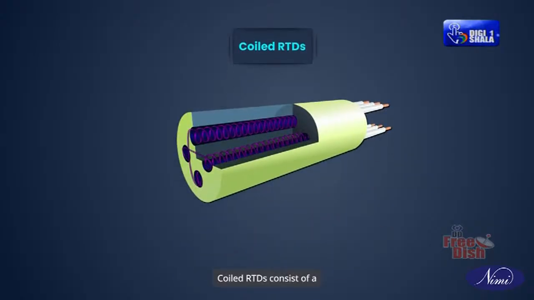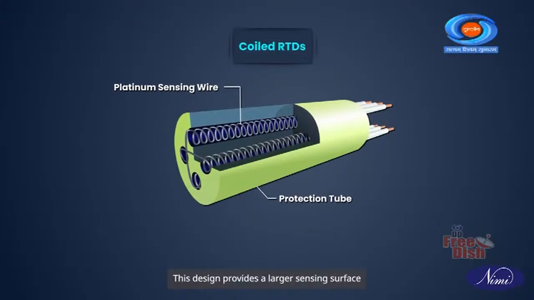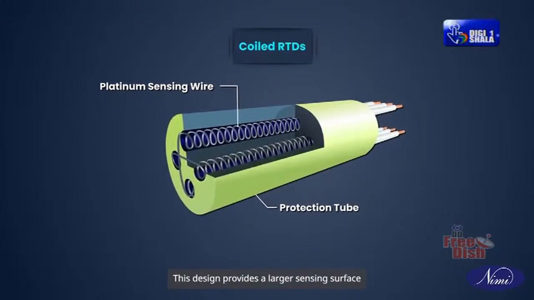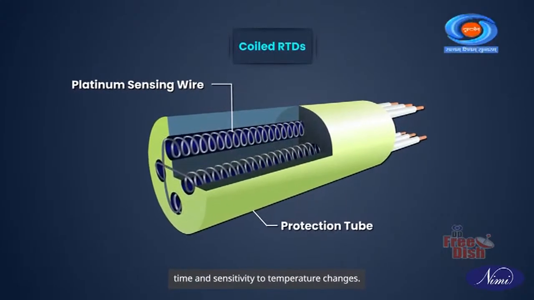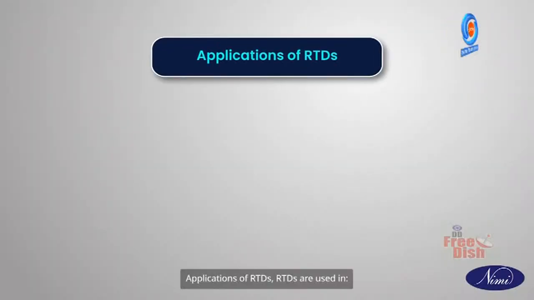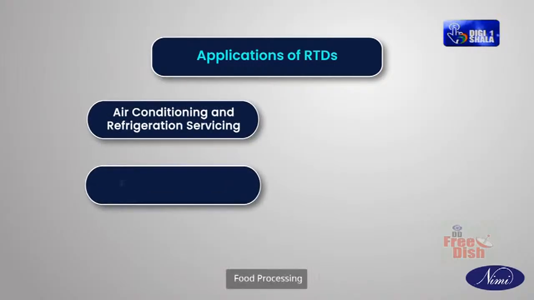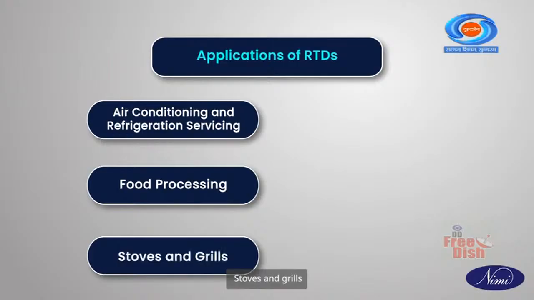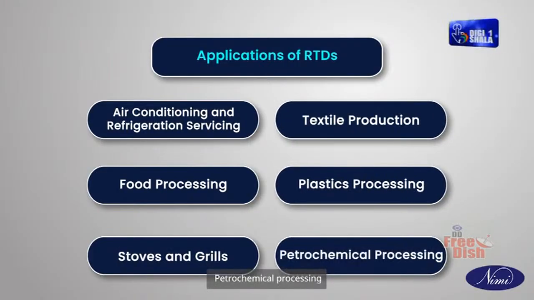Coiled RTDs. Coiled RTDs consist of a platinum wire wound in a helical coil pattern around a ceramic or glass core. This design provides a larger sensing surface area which can improve the RTD's response time and sensitivity to temperature changes. Applications of RTDs. RTDs are used in air conditioning and refrigeration servicing, food processing, stoves and grills, textile production, plastics processing, and petrochemical processing.